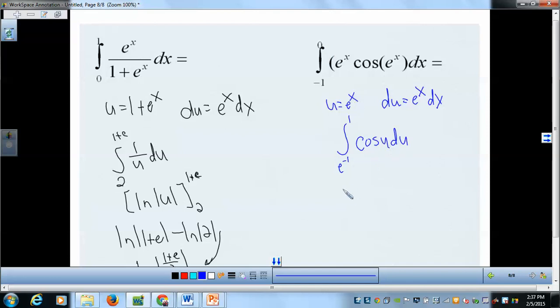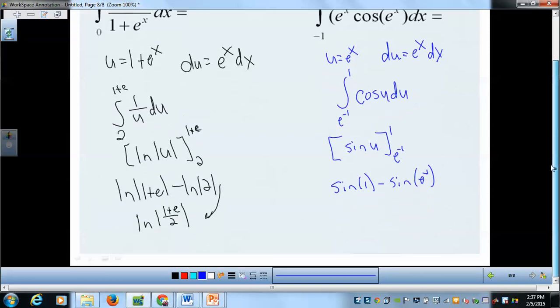And then I'm going to integrate this with our normal rules. The integral of cosine u is just sine u, and I'm going to evaluate that from e to the -1 to 1. So that would be sine of 1 minus sine of e to the -1. And once again, that's a perfectly good answer. You don't need to put that into your calculator. Leave it just like that.